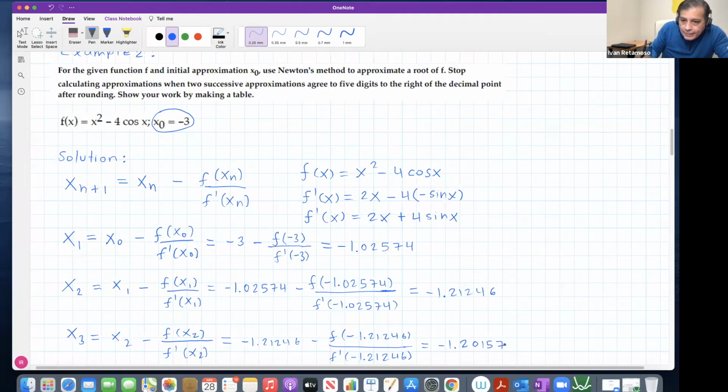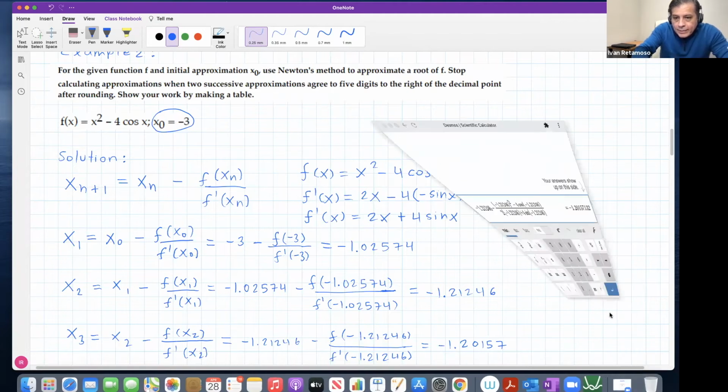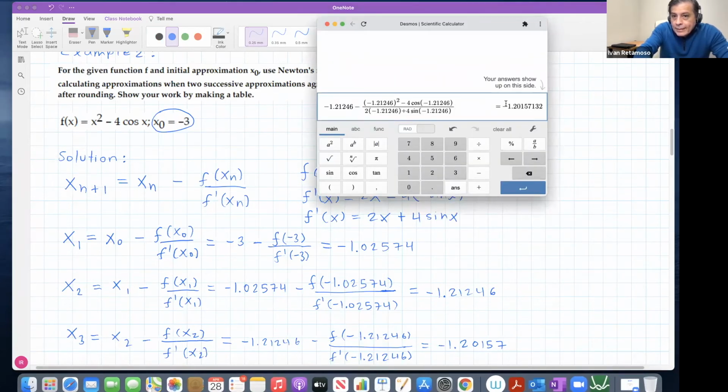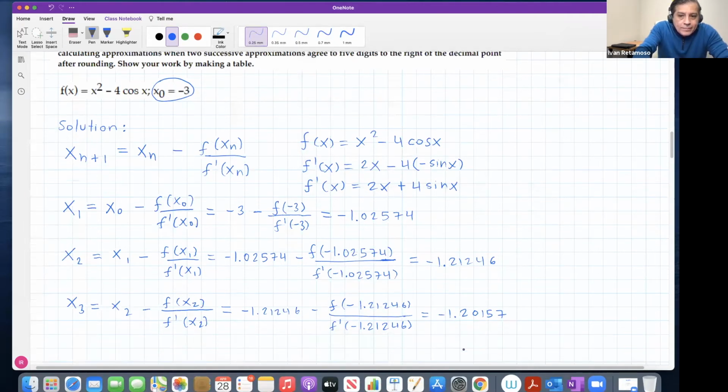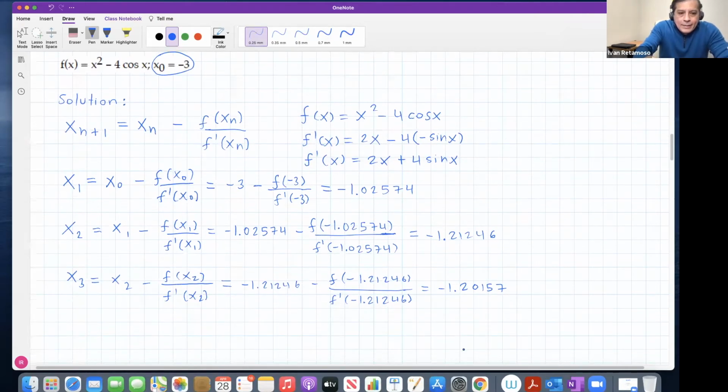1.20157. So, professor, this is what we got, rounded to 5 decimal places. They will tell you how many decimals they want for the rounding. It was 5 decimal places, so we went up to there. Great. That is x3. You can see that up to 1 digit it is already repeating itself, so it's close to the level where this would get stabilized.